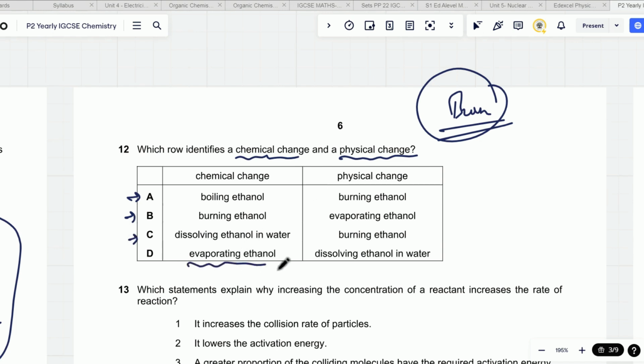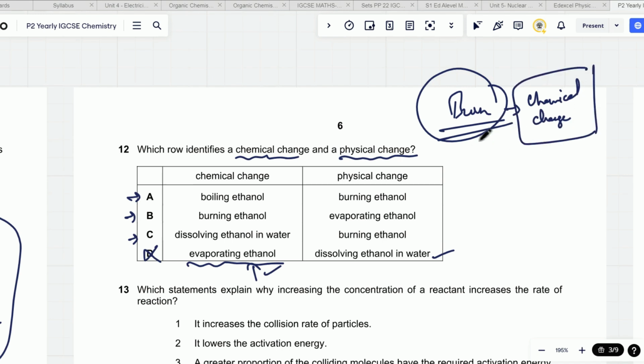Now, is evaporation a chemical change? No. It's just a change of state of matter. Is dissolving ethanol in water a chemical change? No, it's a physical change. This is a physical change. This is also a physical change. So D can never be the answer. Now, what else? Whenever you see the word combustion or burning, that means a chemical change or a chemical reaction will occur. So it is representing chemical. Where do I see burning written over here? On the physical change part, right? So I simply cut this down as well.